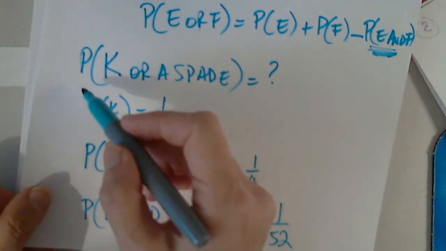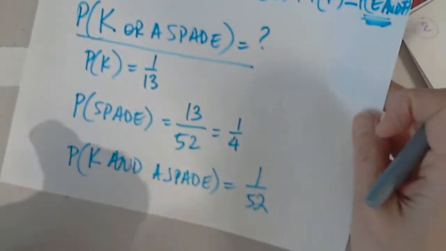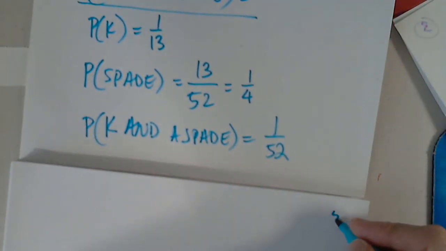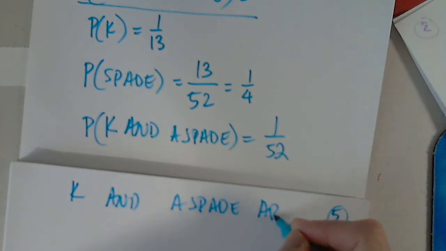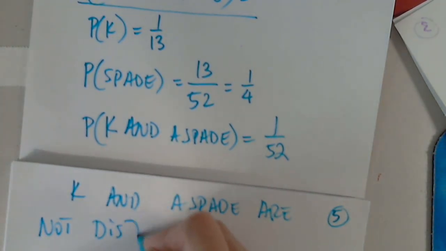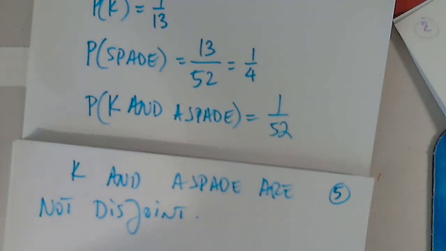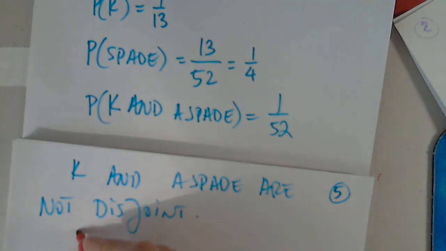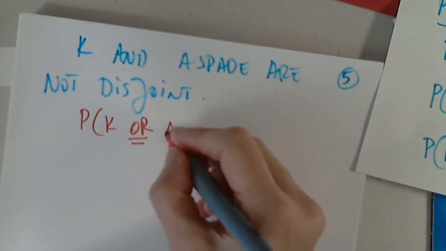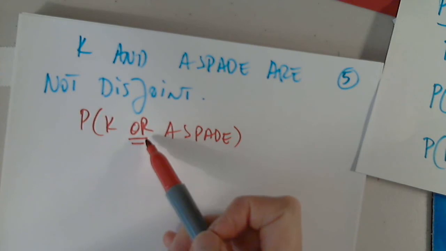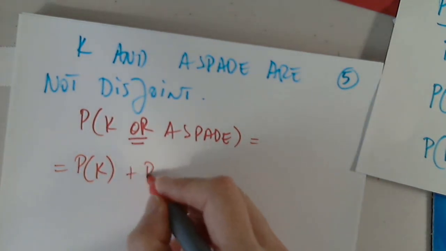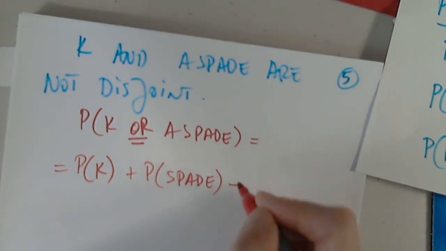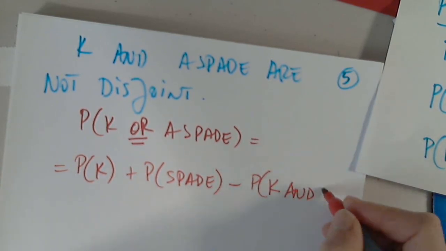Finally, we can determine this. Knowing that the king and a spade are not disjoint, they are not mutually exclusive, therefore the probability of a king or, be very careful with these conjunctions, or a spade, because it makes a huge difference if this is and, will equal the probability of a king plus the probability of a spade minus the probability of a king and spade.